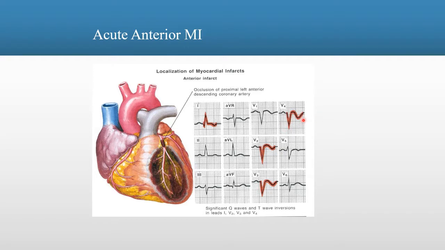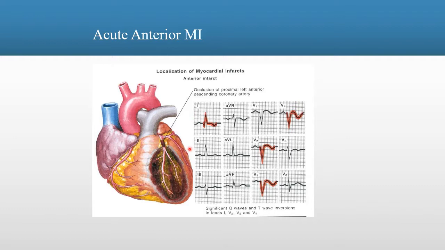Is it essential to read the EKG the same? Yes, of course. Consistently standardizing your reading method will increase your chance of reading the EKG correctly. Now let's look at the anterior portion of this myocardium where an MI has occurred.